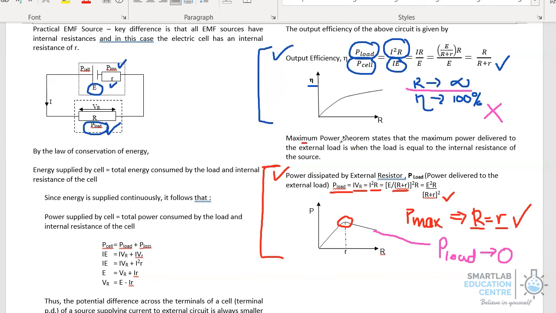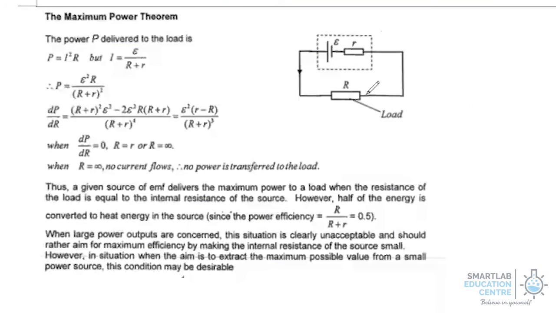That is what the maximum power theorem states. It says that maximum power is delivered to the external load when the load resistance is equal to the internal resistance of the source. Down here, we show you a mathematical approach to prove that when the resistance of the load is equal to the internal resistance, you get maximum power. This is derived by using differentiation, by putting dP/dR equal to 0. At the A level, the proof of the maximum power theorem is not required.